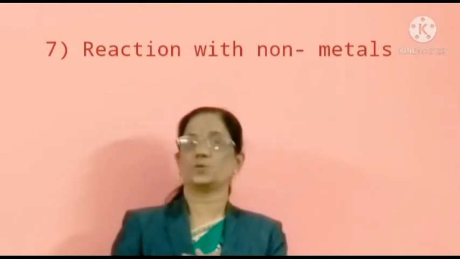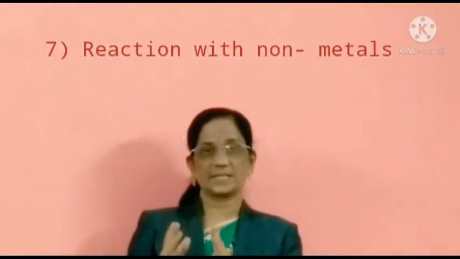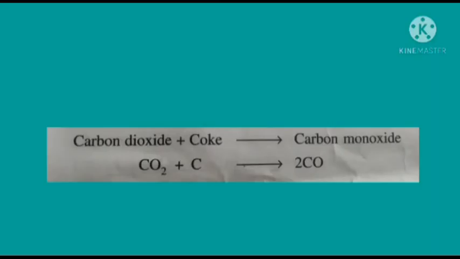The next chemical property is reaction with non-metals. Carbon dioxide reacts with non-metals producing highly poisonous gas. For example, carbon dioxide reacts with carbon, it forms carbon monoxide. How to test this carbon dioxide gas?